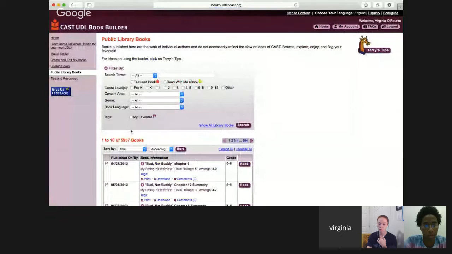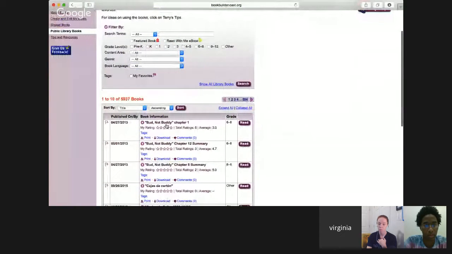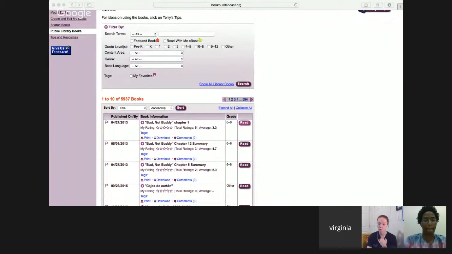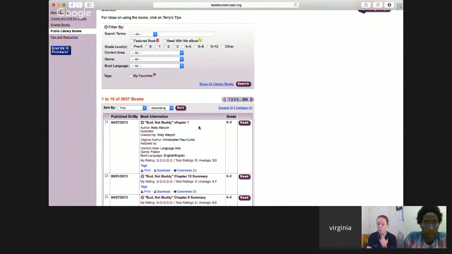So on the UDL Book Builder, if you go to the public library part, and then you go to Bud, Not Buddy Chapter 1, and you hit Read, it brings up the book picture, and then if you go to the next slide, it brings up a summary of what happened in the book. And if you click on Chapter 1 right down here, it says the author is Kelly Wyatt, but the original author is Christopher Paul Curtis.